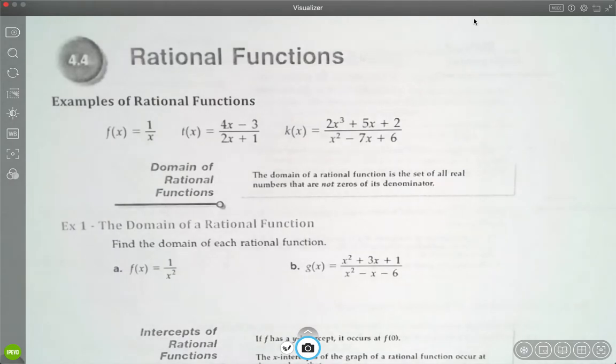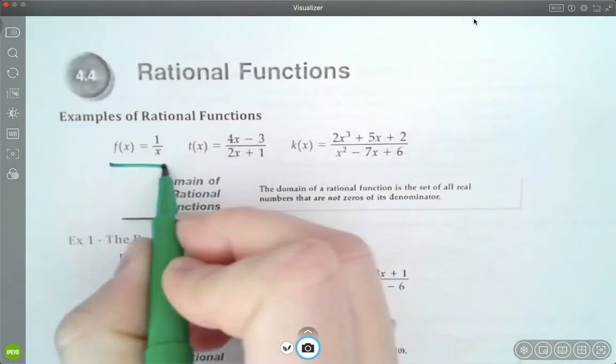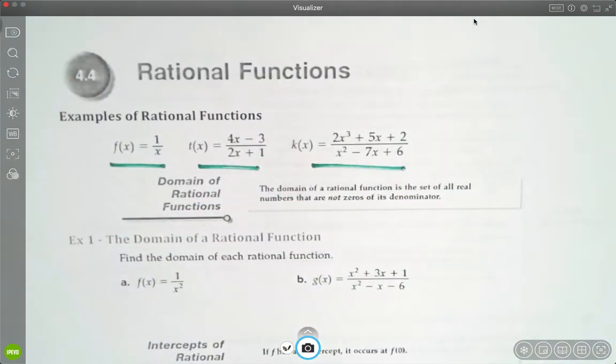Rational functions. We're switching gears, going from polynomials to rational functions. Here are some examples of them: A, B, C, like these three right here. They get progressively more ugly.